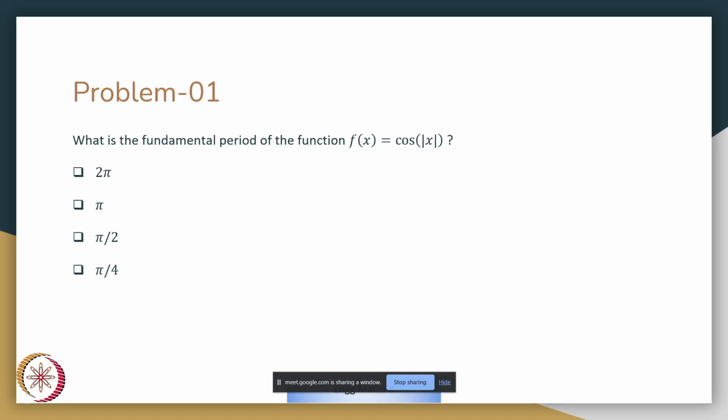So the first problem deals with the concept of periodic function. It asks us what is the fundamental period of the function f of x equal to cos of mod of x. The definition of fundamental period is f of x plus T is equal to f of x, where T is the smallest possible period. When T is the smallest possible period, we call it the fundamental period.